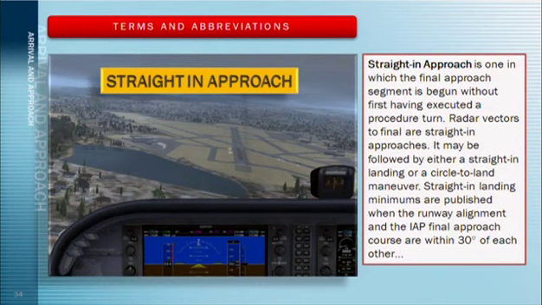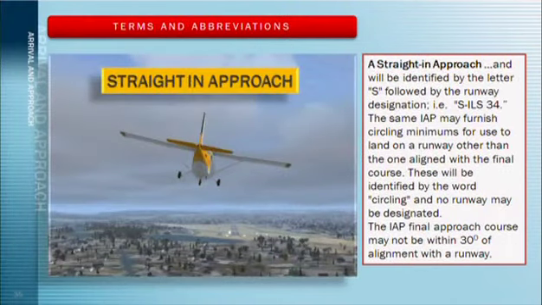It may be followed by either a straight-in landing or a circle-to-land maneuver. Straight-in landing minimums are published when the runway alignment and the IAP final approach course are within 30 degrees of each other and will be identified by the letter S followed by the runway designation, that is SILS 34. The same IAP may furnish circling minimums for use to land on another runway other than the one aligned with the final course. These will be identified by the word circling, and no runway may be designated. The IAP final approach course may not be within 30 degrees of alignment with a runway.